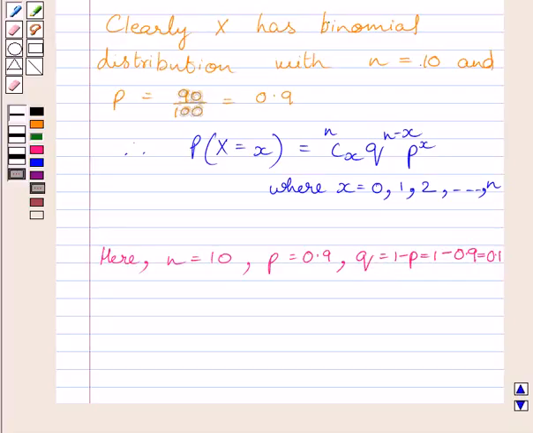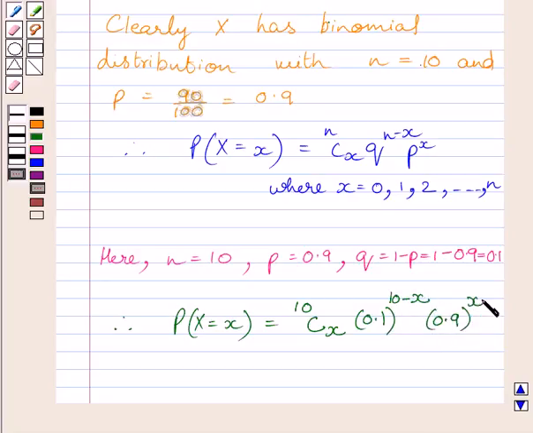Now substituting corresponding values of n, p and q in this expression, we get probability of x successes is equal to 10Cx 0.1 raised to the power 10 minus x 0.9 raised to the power x. Clearly we can see here we have replaced n by 10, q by 0.1 and p by 0.9.